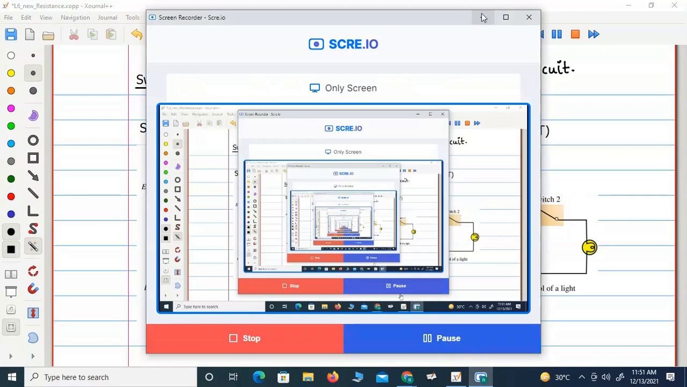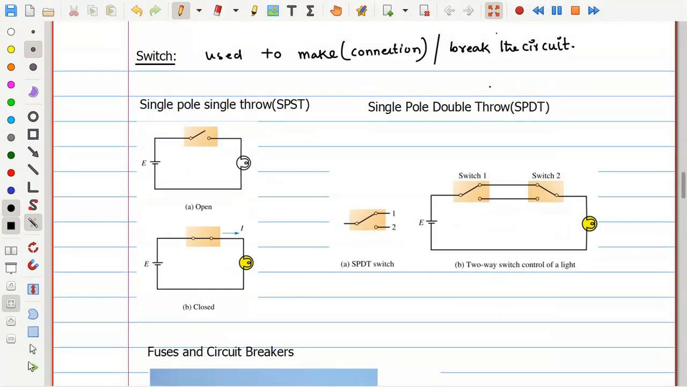Alright. So we usually see one more device which we regularly come across in our subject, the switch. A switch is used to make a circuit or break the circuit. So it connects or disconnects the circuit from the active elements. We have different types of switches.